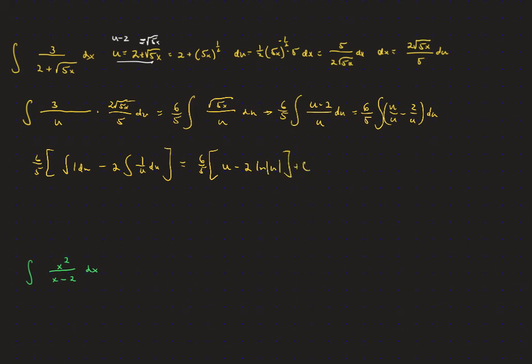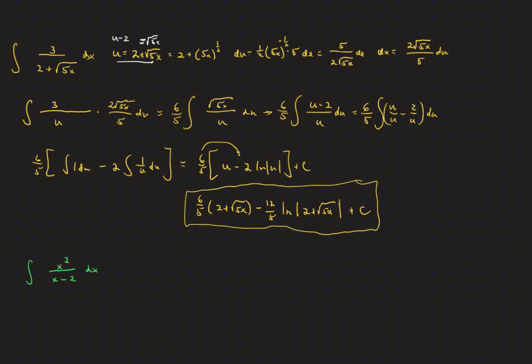And then we're going to go back to our x's. So that's going to be 6/5 times the u, which was our 2 plus the square root of 5x. And then distributing, that's going to make that a minus 12/5 times the natural log. And you can put it in absolute values, but this is one where you'd still be correct if you didn't, because a radical is never going to be negative, so a positive number 2 plus a radical will never be negative either. So either one of those would be okay. Whew, that's a tough one.